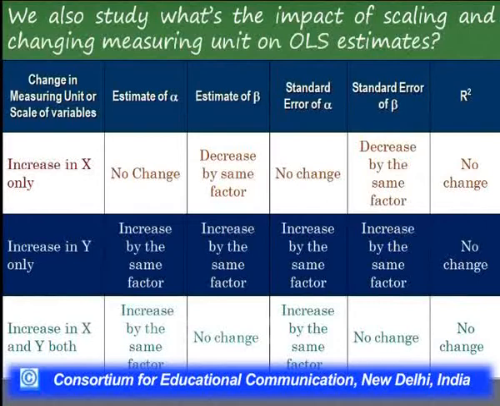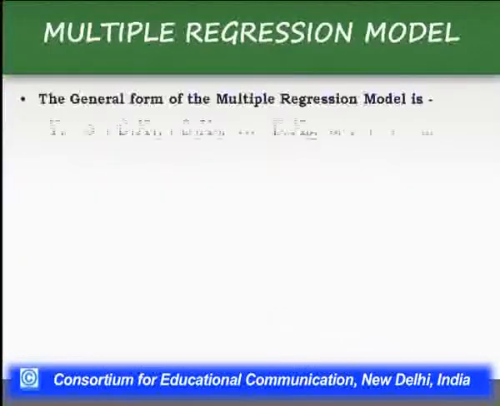If there is an increase in X and Y both, there is an increase by the same factor in the estimate of alpha, in the estimate of beta there will be no change, in the standard error of alpha there is an increase by the same factor, the standard error of beta will also not change, and the R square will also remain constant.